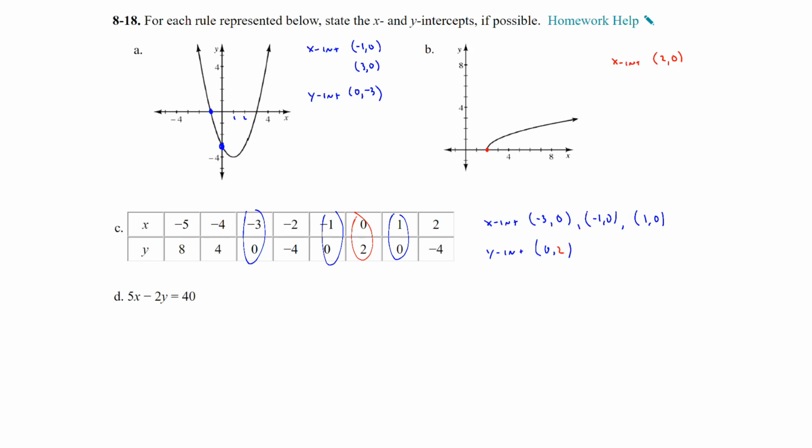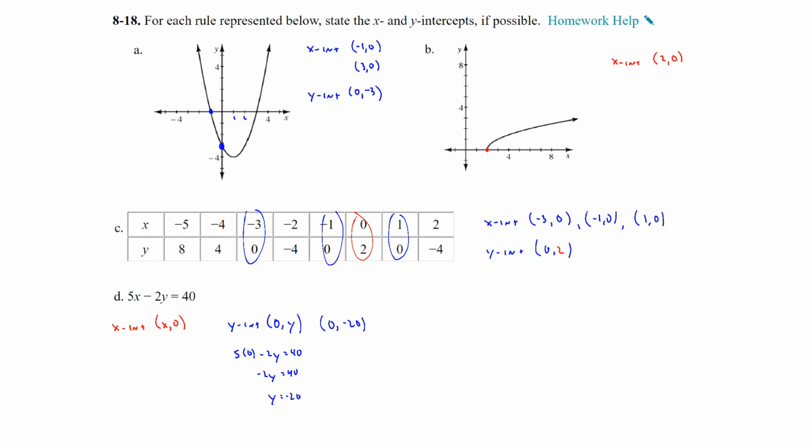And for D, D is a linear equation, so we want to write this in slope-intercept form to find the y-intercept. Or, if you want, another way to look at this, the x-intercept is when y is 0, and the y-intercept is when x is 0. So you could plug 0 in for your x value, 5 times 0 minus 2y equals 40, and get negative 2y equals 40 and divide by negative 2 to get negative 20. So we know the y-intercept is 0, negative 20.